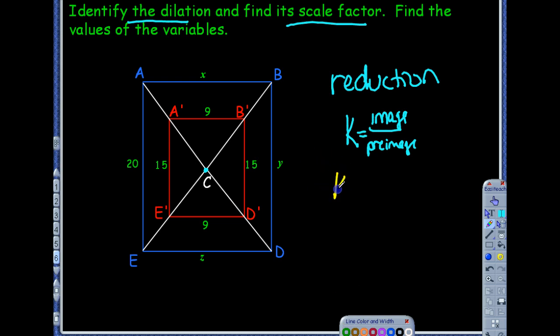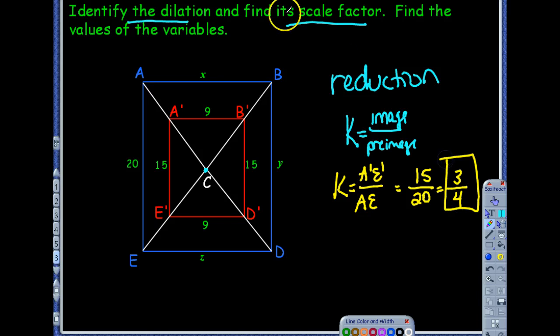So if I was looking at the image, the prime one, I see sides of 9 and 15. Now, 9's not going to really help us because A prime B prime corresponds to AB and it's unknown. So I would probably do, let's say, A prime E prime and compare that to AE. Okay, and so it would be 15 to 20. Awesome. And that does simplify, so that simplifies to 3/4. So there is our scale factor. And that makes sense because a reduction should be between 0 and 1.